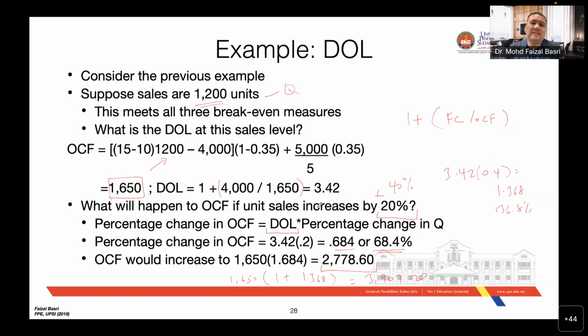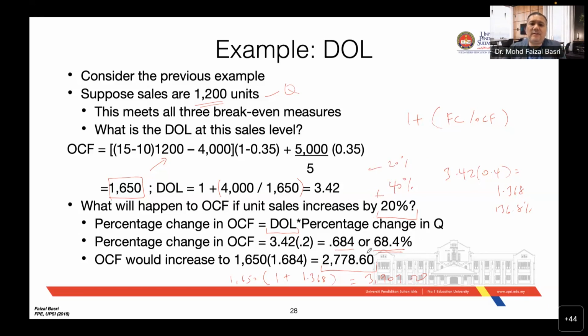Similarly, if the question asks you to predict if the sales decrease, okay, decrease also can. Decrease means it would be negative, or minus, let's say minus 20%. Okay, the ratio will be the same, just 3.42 times with a minus 0.2. So you will get negative 6.84.